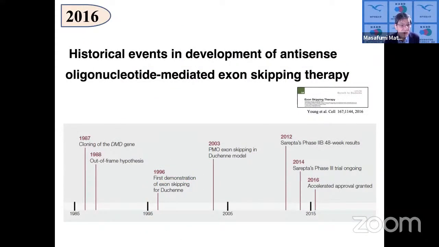In 2016, one ASO for exon skipping was approved by the FDA. At that time, Yang et al. summarized the history of events in the development of antisense oligonucleotide mediated exon skipping therapy. The gene was cloned in 1978. Please pay attention to this event. In 1996, the first exon skipping for Duchenne was designed.